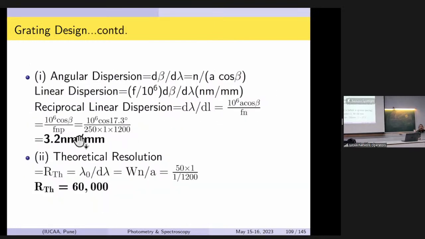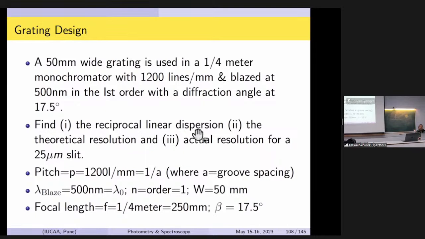So what you have to find out is the reciprocal dispersion, because ultimately you are interested, on the CCD or the photographic film, in how much wavelength there is per millimeter. Then the theoretical resolution, because you will never achieve the theoretical. Ultimately, you will have a resolution with a slit. In this case, it's the CCD and the size of the pixel is 6 microns. So these three things you have to find. Simple calculation. You have all the numbers here: pitch, 1200 lines per millimeter, the groove spacing, wavelength, order is 1, width of the grating is 50, focal length is 250 millimeters, and this beta is the diffraction angle.